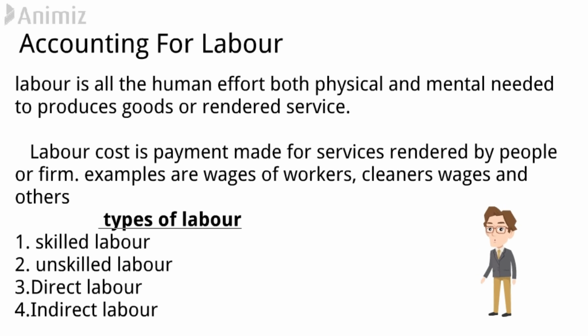3. Direct labor. It is a type of labor who is directly engaged in production work and can be traced to a particular cost unit. So, for example, in a Coca-Cola company, there are so many workers, but the workers who convert raw materials into finished goods or operate the machine are called direct labor.